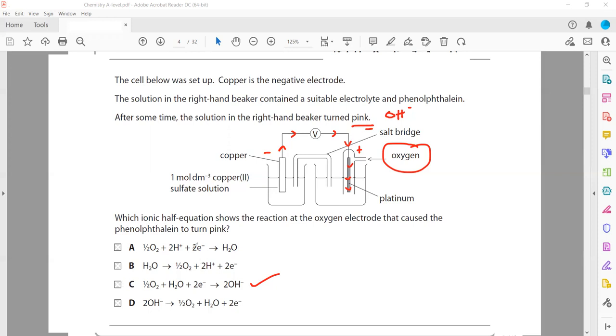The rest, like equation A also, is a gain of electrons, but why can A not be the answer? Because A is producing water as a product, which means it makes a neutral solution. In the question they mentioned phenolphthalein turned pink. Phenolphthalein is colorless in acidic solution, but in alkaline it turns pink. Is it clear?